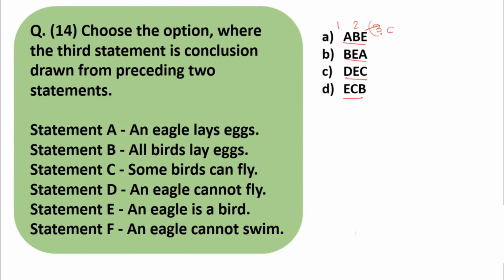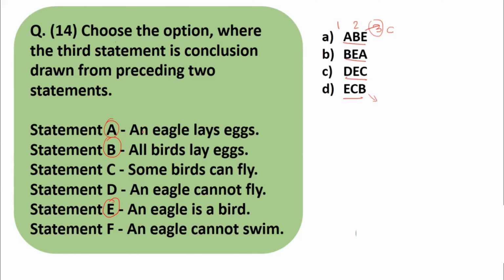So we have to choose which option, where the third is the conclusion of 1 and 2. If E is the conclusion of A and B, which can be derived logically from A and B, then we have to choose option A. Say if B can be derived logically from E and C, we have to choose option D. So we have to check all these 4 combinations. Let's start with A, B, E. Statement A, statement B, statement E.